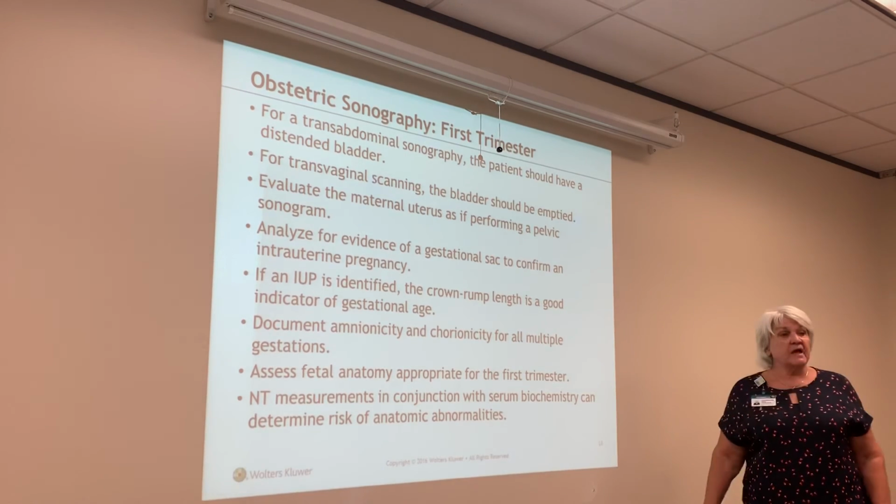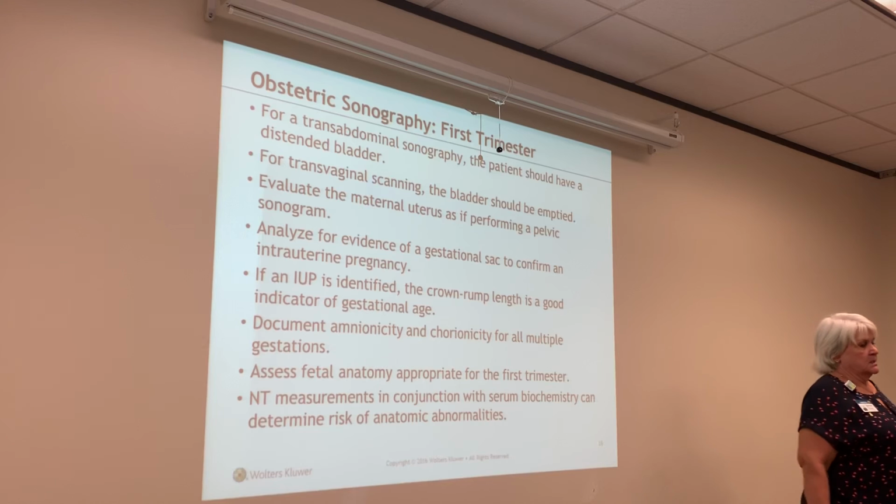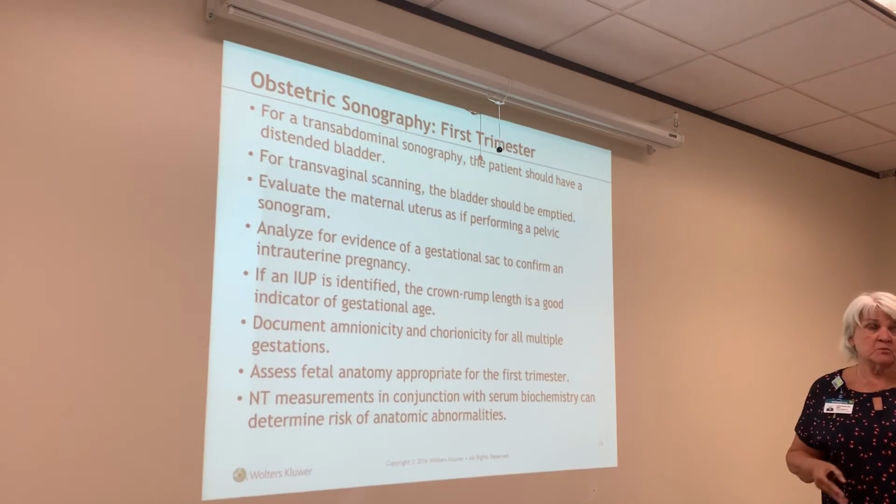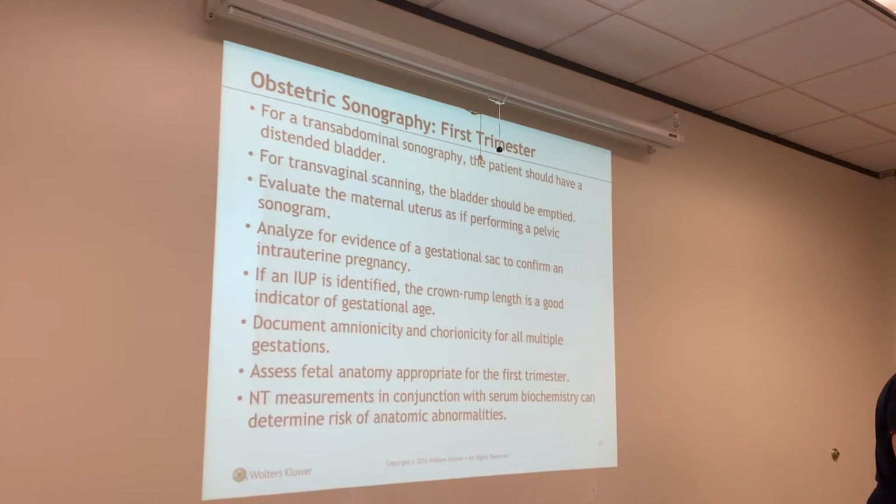OB. You have 3 trimesters. The first trimester is from conception to 13 weeks. It's just like a pelvic exam, except now you're measuring what we call a corpus luteum in one of the ovaries. It won't be in both ovaries, it'll just be in one ovary. You also measure the crown rump length, which is the baby, and the gestational sac, which holds the baby. Other than that, it's just like a pelvic exam. We always do a transvaginal exam. Always.